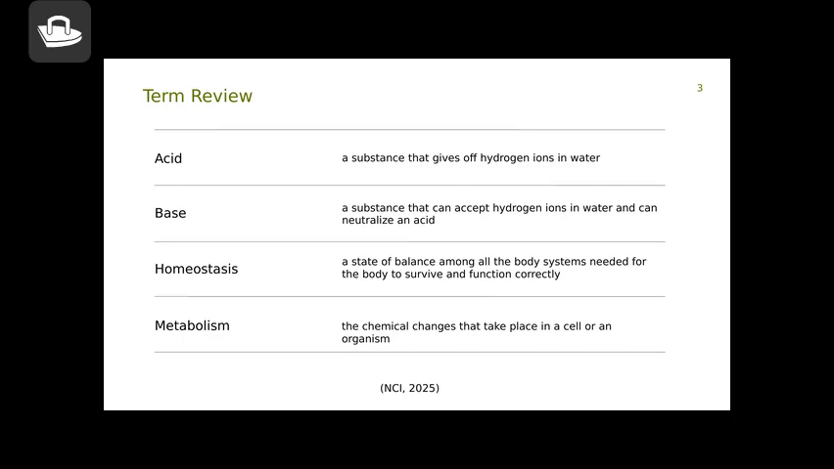Homeostasis is defined as a state of balance among all the body systems needed for the body to survive and function correctly. So, this includes fluid status, your vital signs, you want those to be stable, obviously, electrolytes, and of course, the acidity of your blood. Metabolism is defined as the chemical changes that take place in a cell or an organism. So, basically, energy production. So, your food, the water, energy regulation, and any compensatory actions or mechanisms.